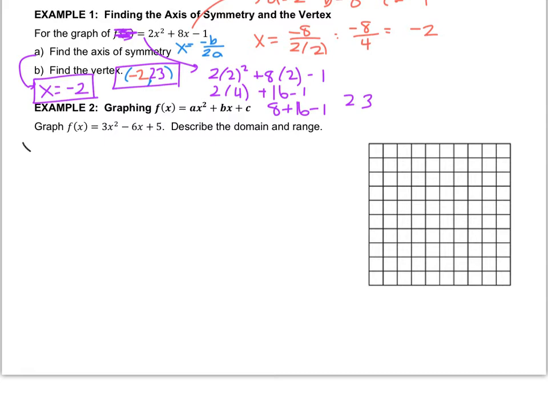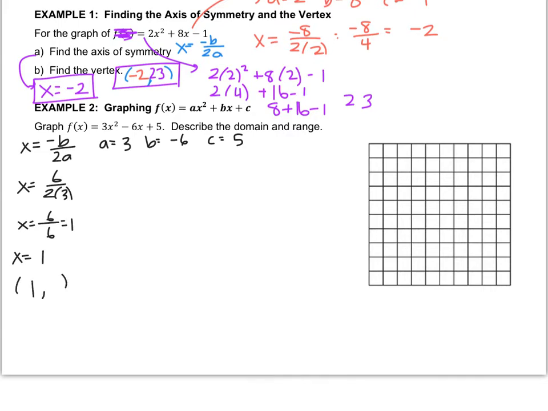The formula for the axis of symmetry is negative b over 2a. So I always write down what a, b, and c are. So a is 3, b is negative 6, and c is 5. So here we go. x equals, well, b is already negative, so negative b turns it positive. So it's positive 6 over 2 times 3. So that gives me 6 over 6, which is 1. So the axis of symmetry is at x equals 1. So that means my vertex is at 1, something.